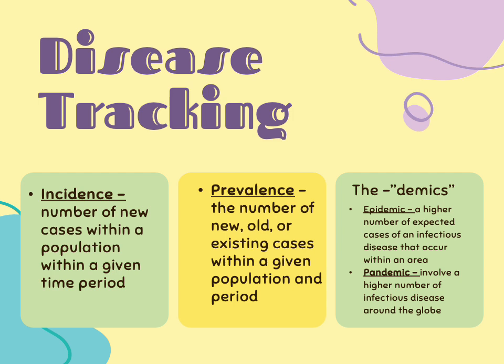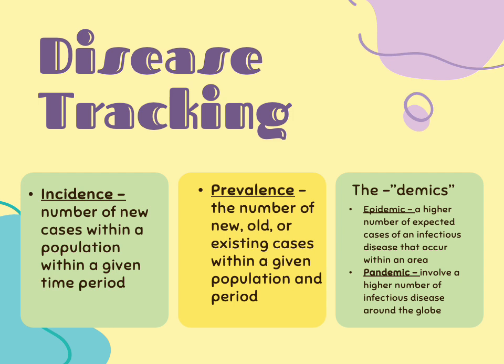When we talk about prevalence and incidence, that leads us to the conversation of the demics, or what I like to call epidemics and pandemics. So when we talk about an epidemic, this is a higher number of expected cases that occur within an area. This looks at the number of incidences that occur within a time frame. So if we see a higher number of cases than expected, then we know that the incidence has increased, and therefore we may have an epidemic. And again, this is more so in one specific area.